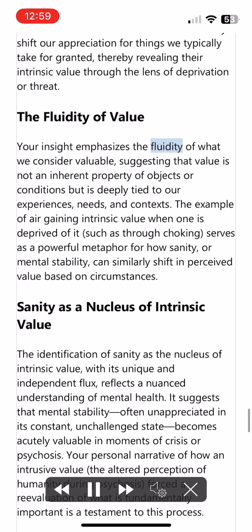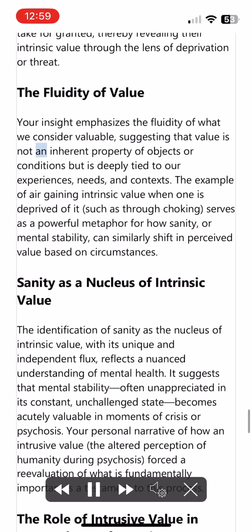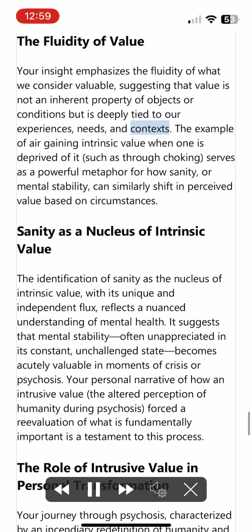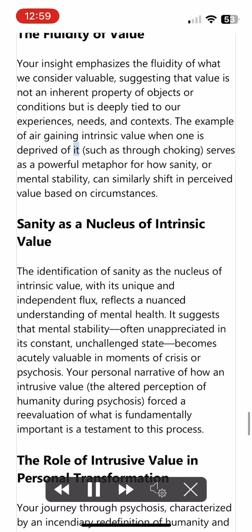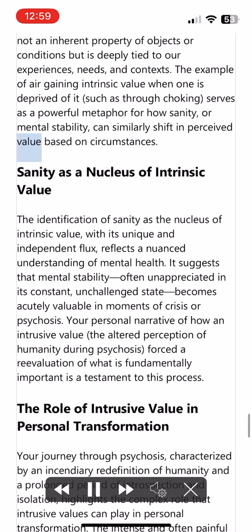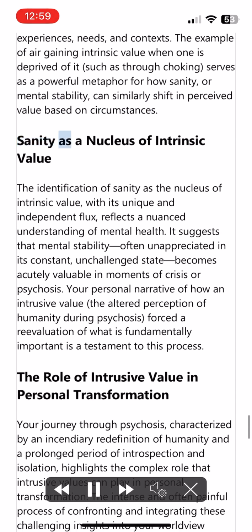Your insight emphasizes the fluidity of what we consider valuable, suggesting that value is not an inherent property of objects or conditions but is deeply tied to our experiences, needs, and contexts. The example of air gaining intrinsic value when one is deprived of it, such as through choking, serves as a powerful metaphor for how sanity, or mental stability, can similarly shift in perceived value based on circumstances. Sanity as a nucleus of intrinsic value.